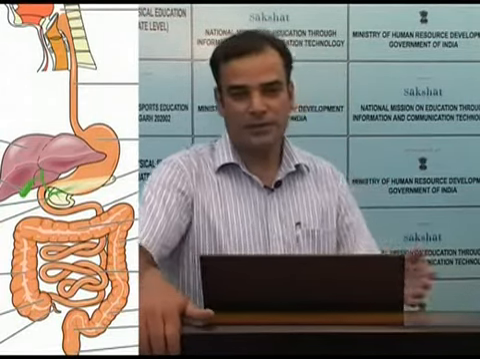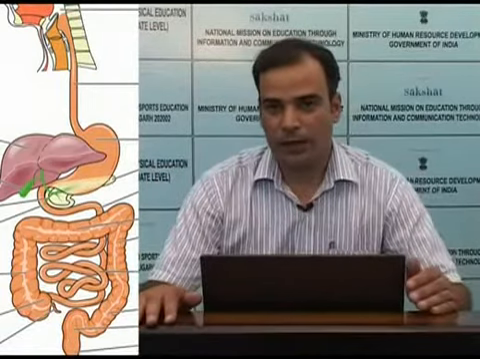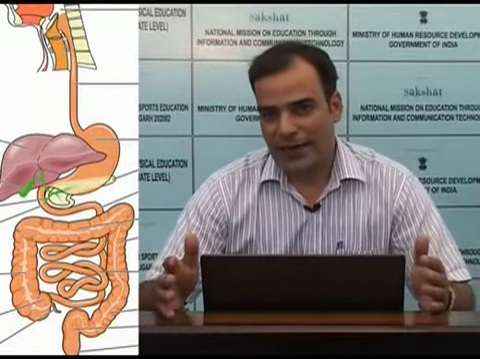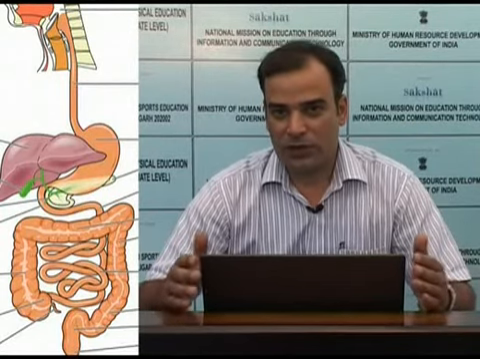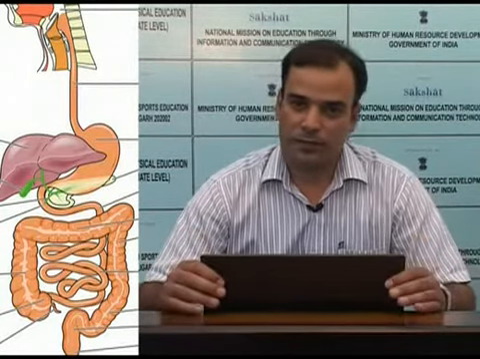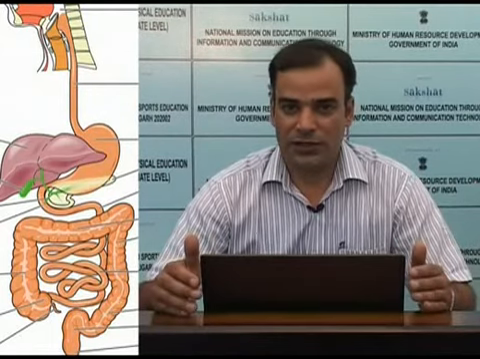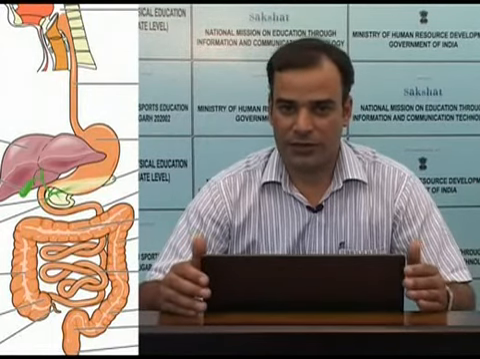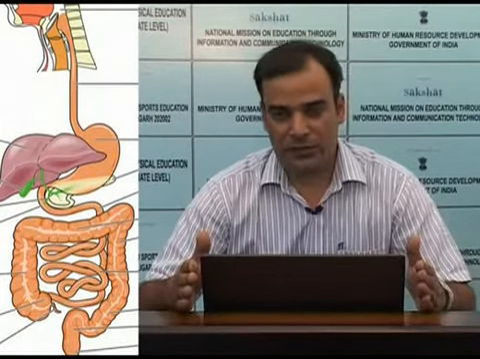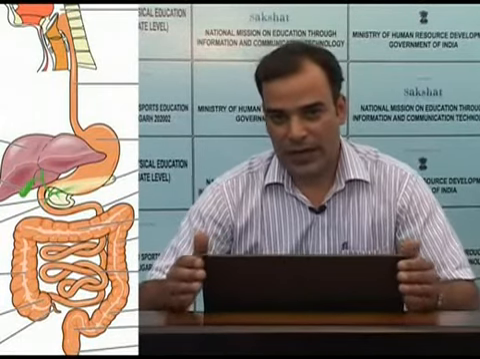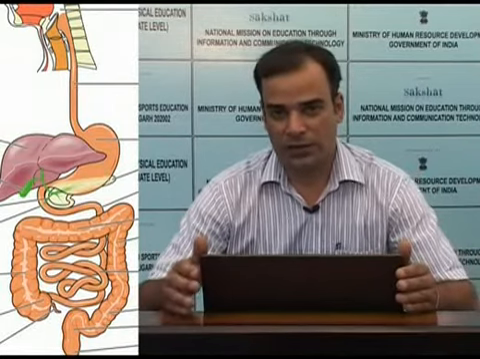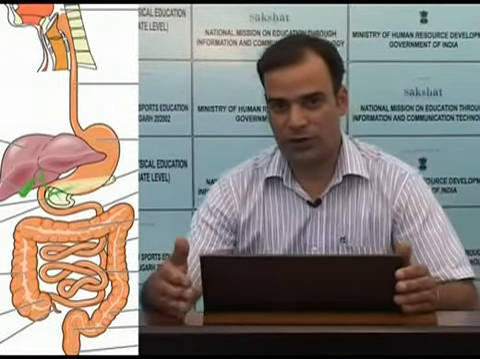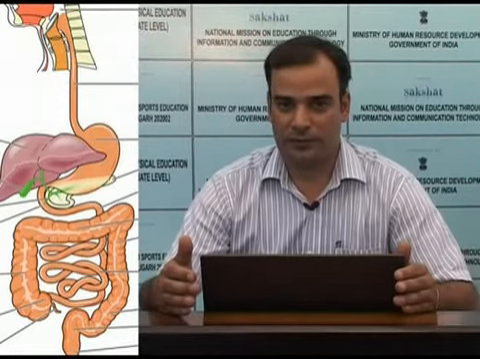Now, besides these three functions, the food that remains undigested in the digestive tract also needs to be expelled out. This function is also performed by the digestive system. The digestive system excretes the undigested food in the form of feces to the exterior.